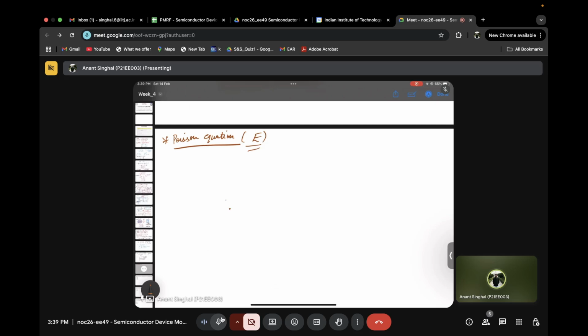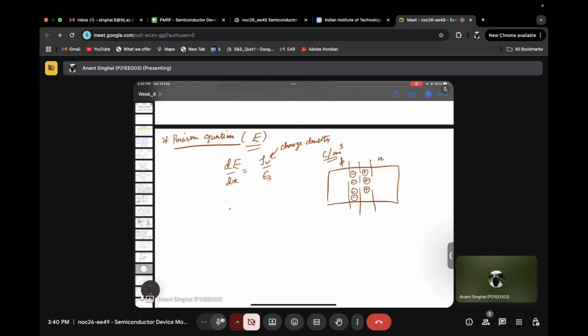So what is the Poisson equation? I just wrote it: dE by dx is nothing but rho v over epsilon s. Rho v is nothing but the charge density, which is coulomb per centimeter cube. So let's say this is p type, this is n type. In p type, we have the acceptor ions, right? And in n type, we have the donor ions.